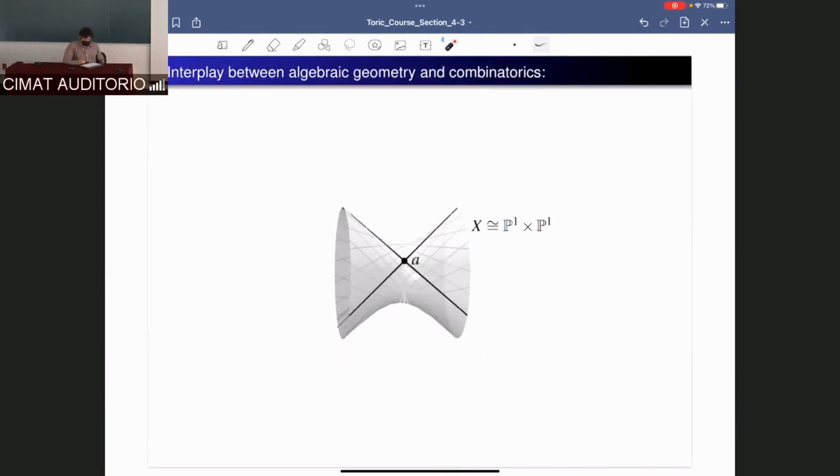If you start with P1 cross P1, and you fix a point, let's pretend that we are here inside P3. There is a way to put P1 cross P1 in P3. So let's put it over there, and then from a point, let's project down to some P2 somewhere over there. If we project down, where does every point go?